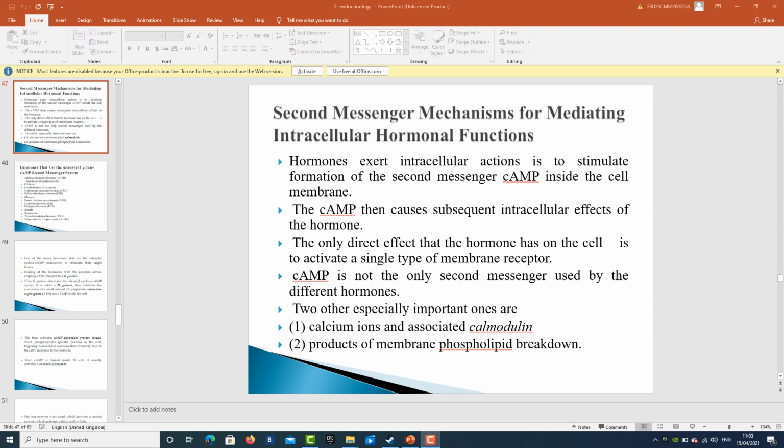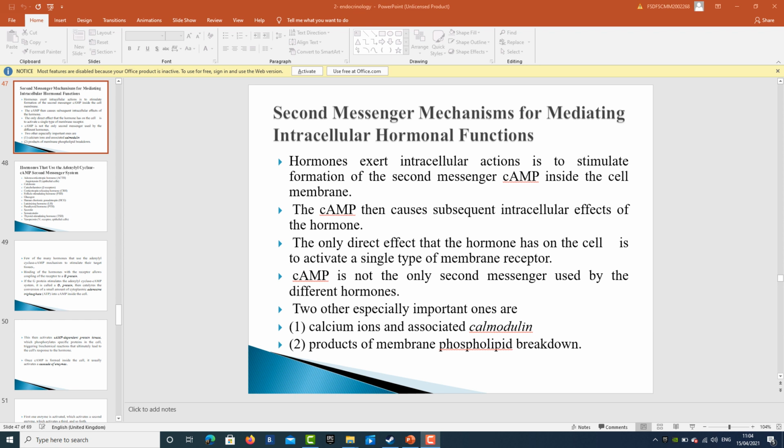Today we are going to talk about the second messenger mechanisms for mediating the intracellular hormonal functions. The hormones exert their intracellular actions by stimulating the formation of the second messenger cyclic AMP inside the cell membrane. Later on, this cyclic AMP leads to various subsequent intracellular effects of the hormone.